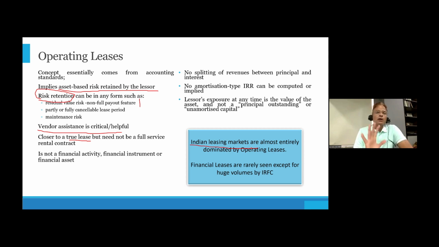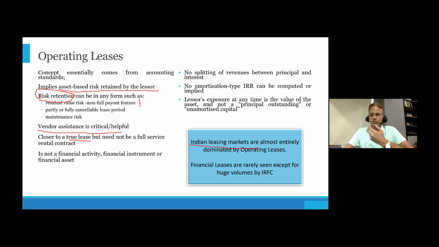Initially, when leasing started in India, it was obviously entirely 100% financial lease. Later on, with the introduction of VAT, value-added tax, and subsequently GST, financial leases became less preferred, and therefore people would try to see an advantage in an operating lease which would be significantly different from a loan transaction. Hence, operating leases are predominantly done in India. Financial leases are still done by some entities. However, comparatively, the volume of operating leases is much higher than financial lease.